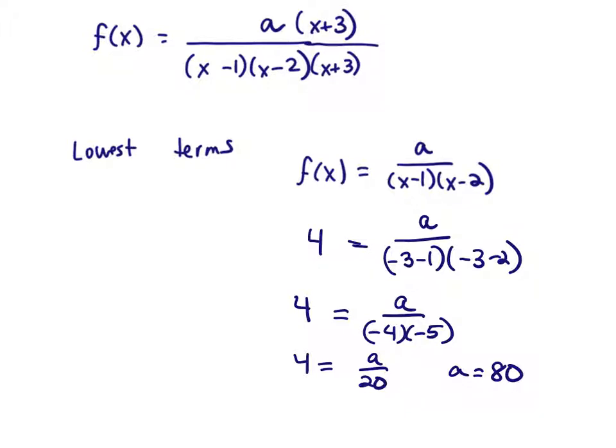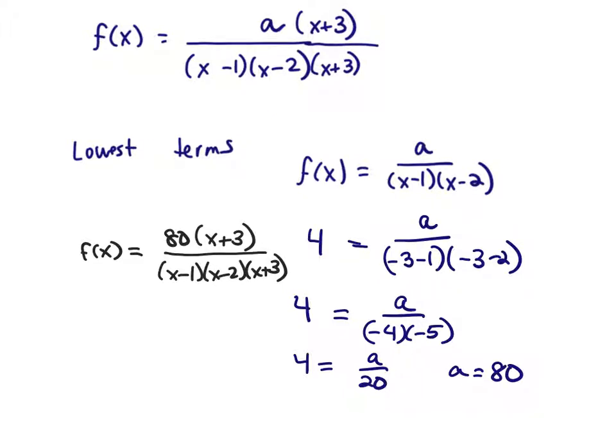Well, the whole purpose of getting this is I now know that my function that's going to give me those 2 asymptotes and that hole with that specific y value is going to be 80 times x plus 3 over x minus 1, x minus 2, x plus 3. And you can certainly FOIL this out to get it in a different form if you'd like. So graph this, check it, make sure our math is correct, and let me know if you do have any questions.